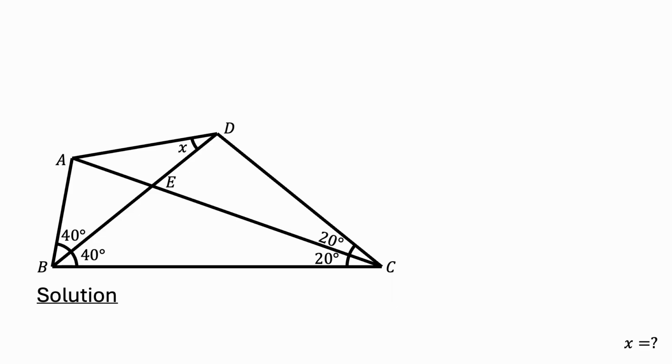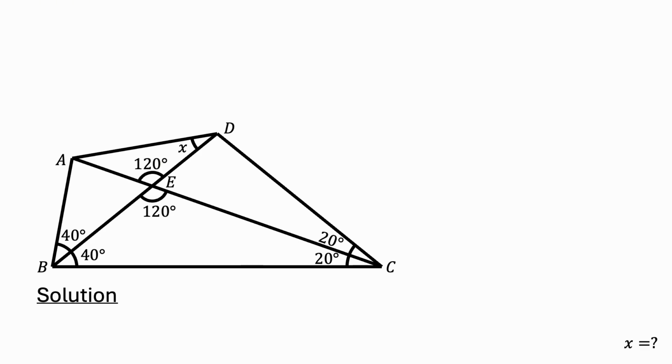By the angle sum property in triangle BCE, angle CEB equals 180 degrees minus 40 degrees minus 20 degrees, which equals 120 degrees. Next, consider angle AED and angle CEB, which are vertically opposite angles. Since vertically opposite angles are equal, angle AED equals 120 degrees.